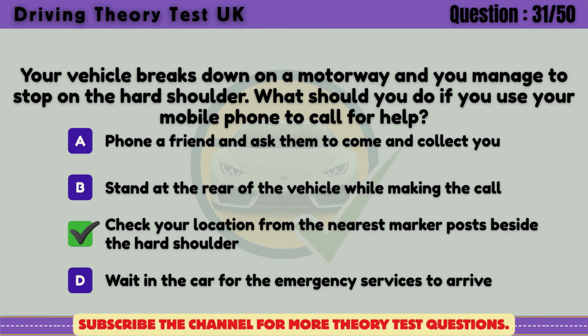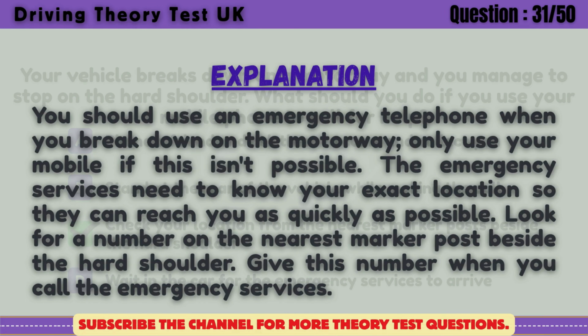Answer is C. Check your location from the nearest marker posts beside the hard shoulder. You should use an emergency telephone when you break down on the motorway. Only use your mobile if this isn't possible. The emergency services need to know your exact location so they can reach you as quickly as possible. Look for a number on the nearest marker post beside the hard shoulder. Give this number when you call the emergency services.